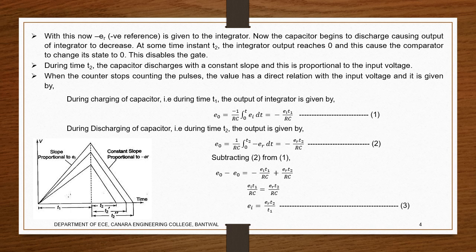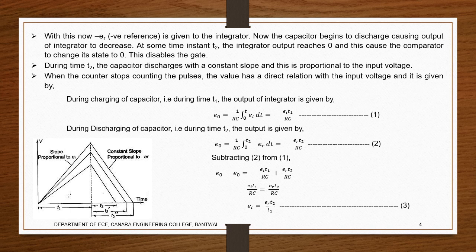During discharging of the capacitor, with respect to the time t2, the output is given by E0 equals 1 by RC, integrated from 0 to t2, of the voltage minus ER, the negative reference, dt, which equals minus ER t2 divided by RC.